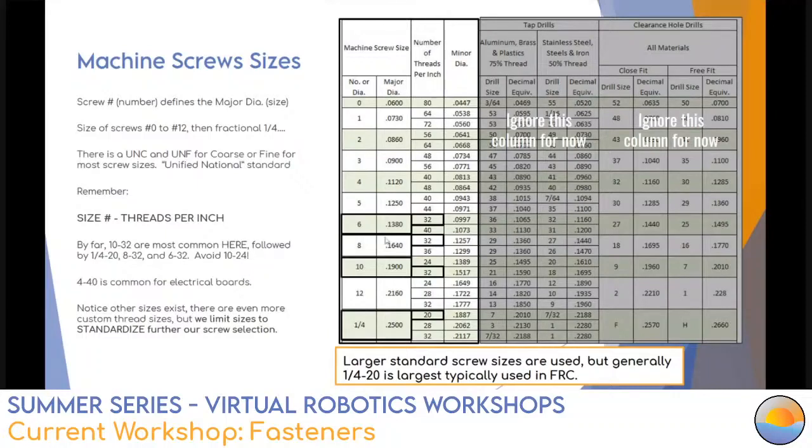And there's only like one instance that I can think of that you'd have to use a 10-24, but you don't want to keep those two together. It's a recipe for disaster. And then just know that 4-40s, they're pretty small, but they're very commonly used for electrical boards. Lots of other sizes exist. The whole point here is that there are lots of screw sizes available to you, but you want to limit the screw sizes that you actually use to help standardize your screws. And it's going to be a common theme moving forward here.